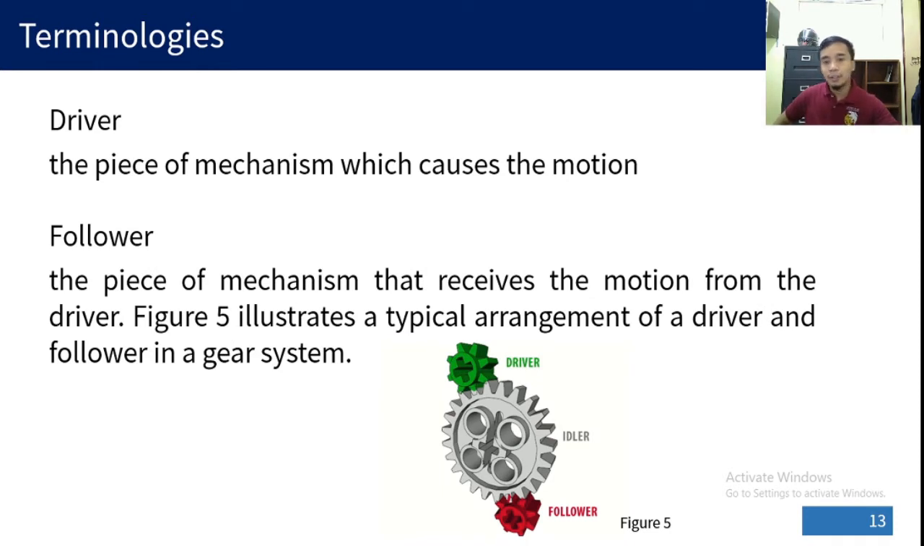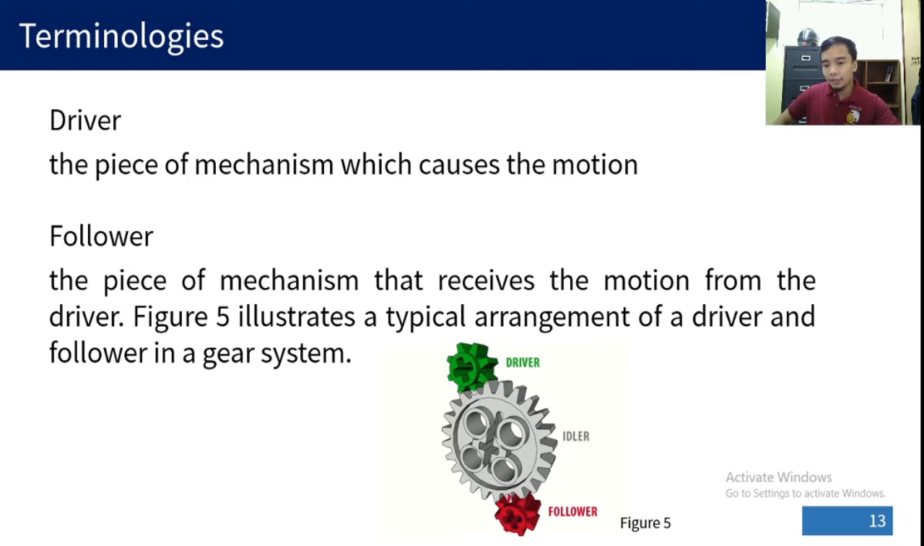Driver is the piece of mechanism which causes the motion, and ang partner niya is kaning follower. Ang follower is the piece of mechanism that receives the motion from the driver. Okay. So sa usa ka mechanism, naay driver ug follower. Ang driver is mao siya ang naka-cause of motion. In typical nga mga arrangement, mao siya ang magdawat og motive force, outside force. Since mao siya ang first nga maka-move, then naka-attach and naka-mesh siya sa another piece of mechanism, another machine parts, mao siya ang maka-cause of motion sa follower.